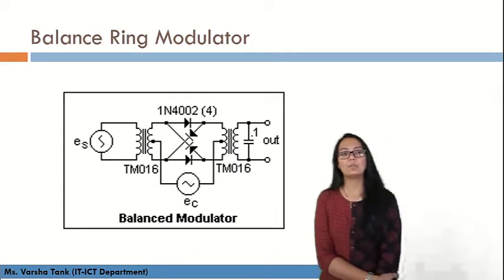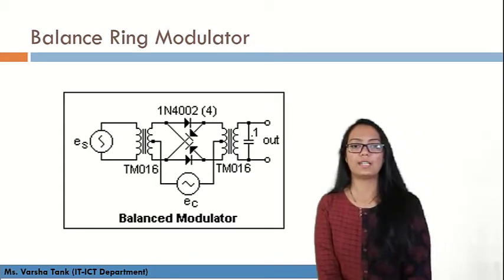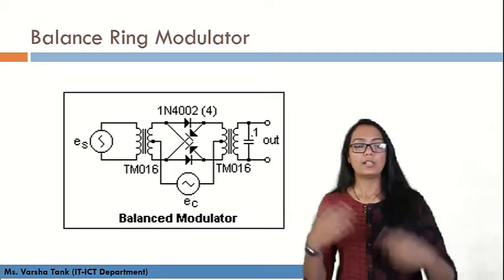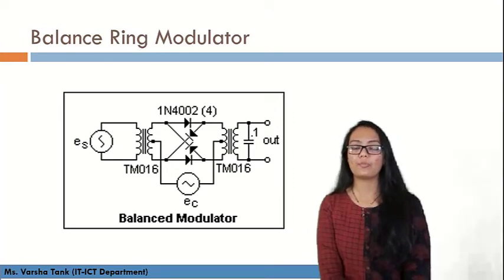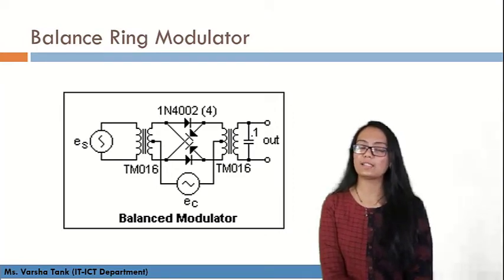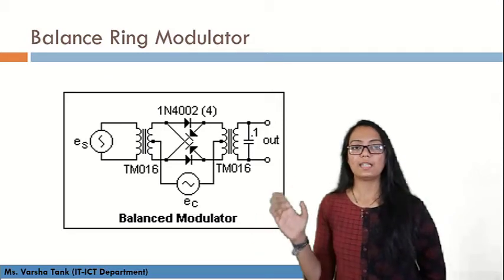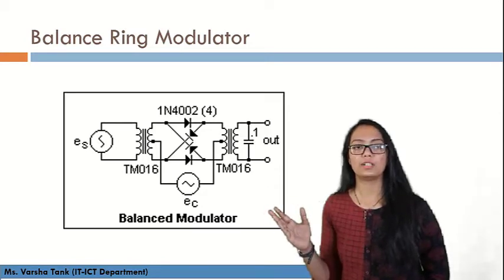This balanced ring modulator is used in various modulation techniques like FSK and PSK for modulated signal generation. This way the working of the balanced ring modulator can be easily understood from the circuitry. TM016 is the transformer circuitry which is used over here.